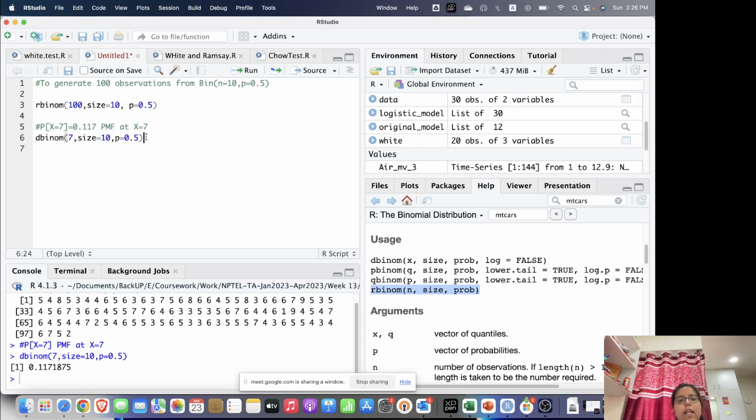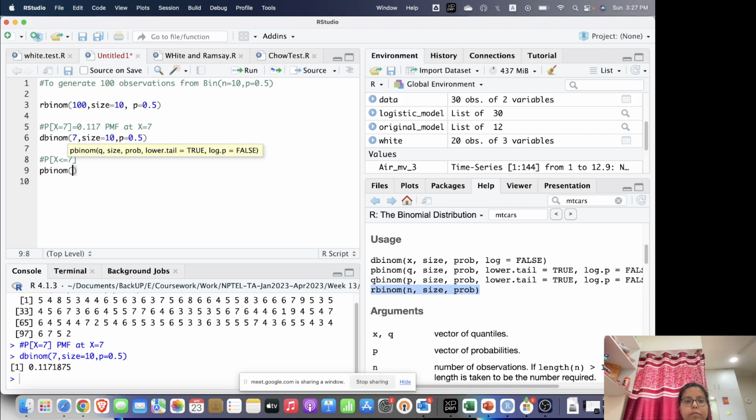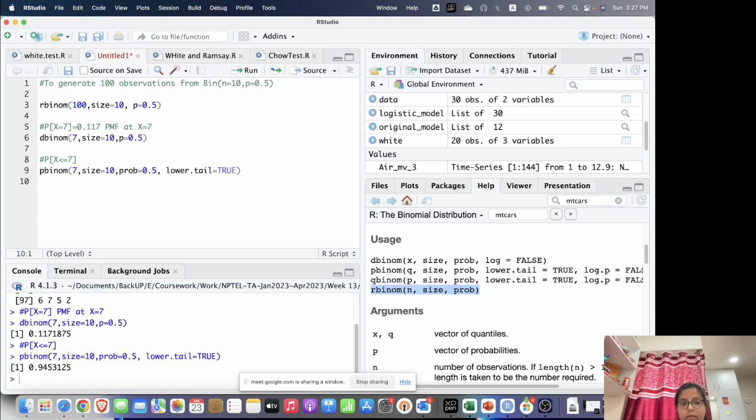Is it okay? Now if I want to find out the probability x less than or equal to 7, for that I have to write pbinom 7, size equal to 10, probability equal to 0.5, and lower.tail equal to TRUE.